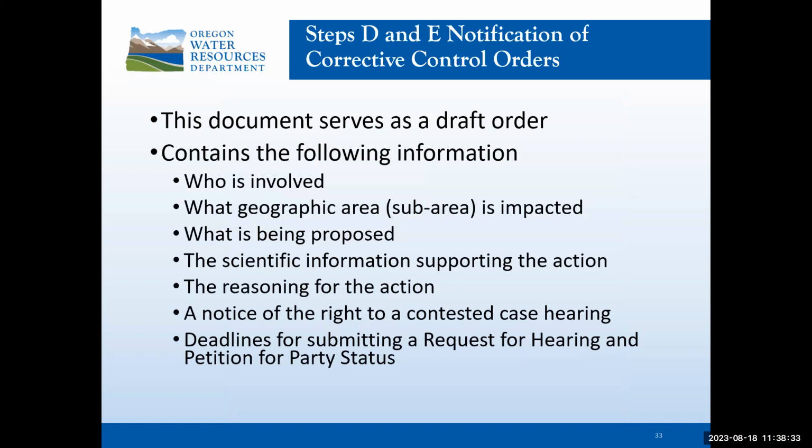It's going to contain the following information: essentially who is involved, what geographic area or sub-area is impacted, and what is being proposed. So again, those corrective control provisions. It's going to include the scientific information supporting the action or references to that scientific information. It's going to contain the reasoning for the action. And then it's going to contain a notice of the right to a contested case hearing. And it's going to contain deadlines for submitting a request for hearing and/or petition for party status.